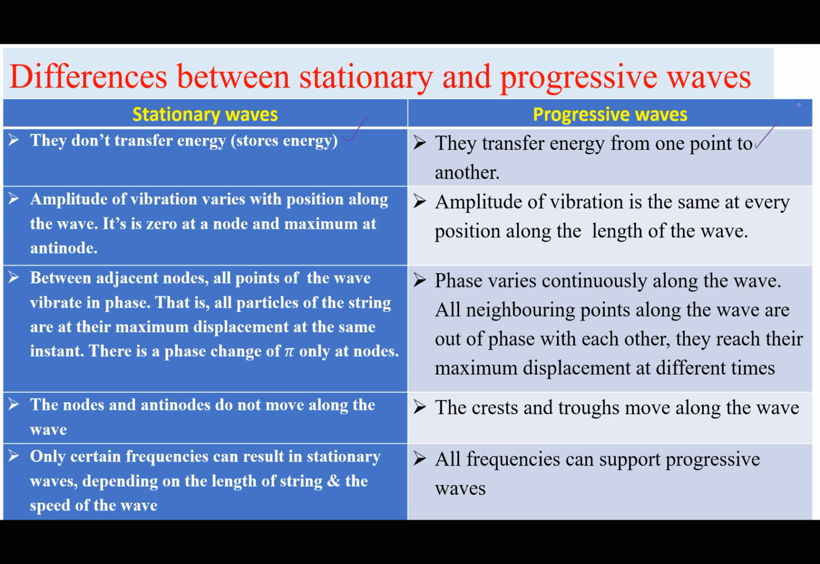one point to another. For a stationary wave, we have seen that the amplitude of vibration varies. It is 0 at the nodes and maximum at the antinodes. For a progressive wave, all particles will always reach the same amplitude. So for a progressive wave, the amplitude of vibration is the same at every position along the length of the wave. All particles will reach the same maximum displacement for a progressive wave. Yet for a stationary wave, particles at the nodes are not vibrating, yet particles elsewhere will vibrate with different amplitudes up to a maximum value at the antinodes.